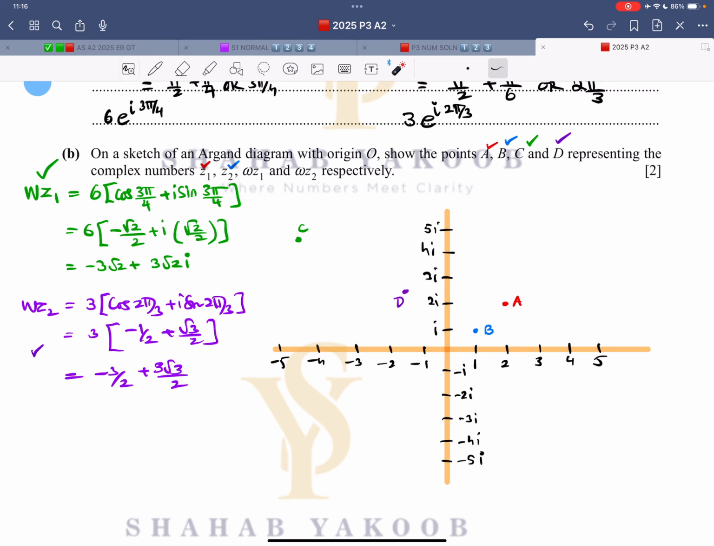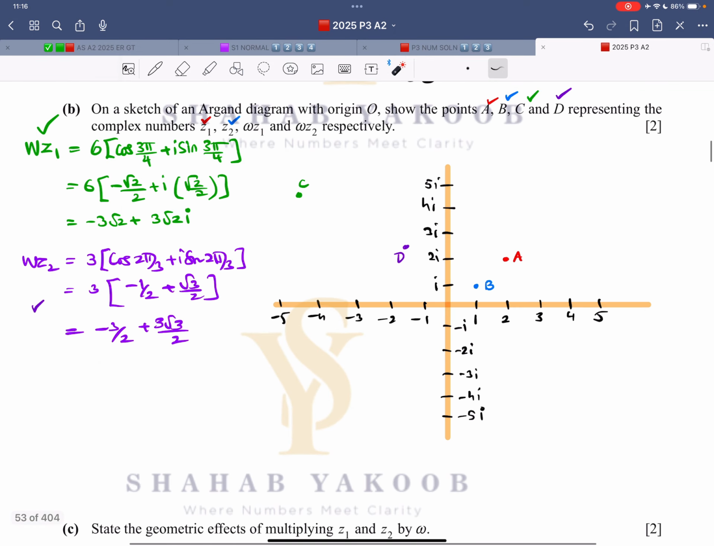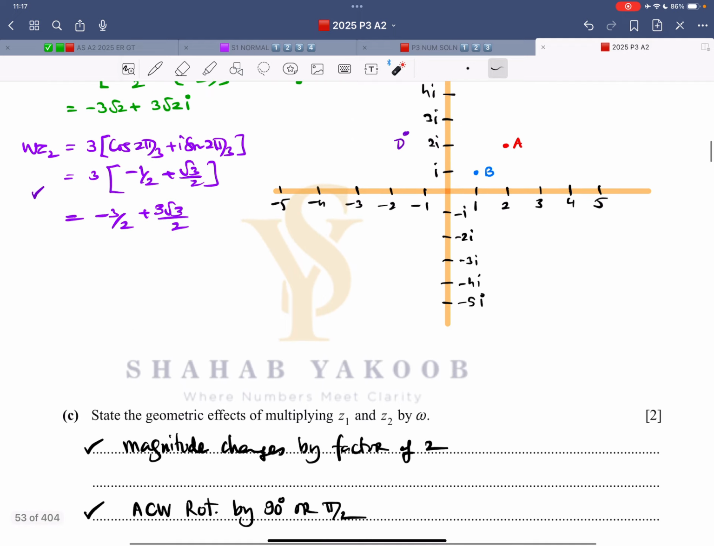Then we have A and B. So A is over here, B is over here. Again, I have shown the expansion and a rough plot. These values are exact, but the plotting is kind of rough. Now the next thing: state the geometric effect of multiplying Z1 and Z2 by W.